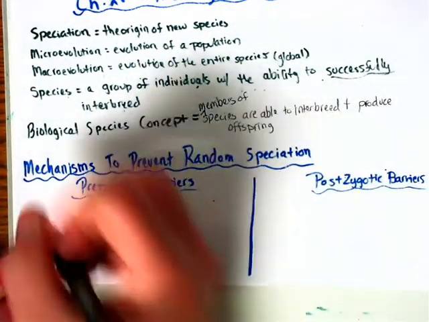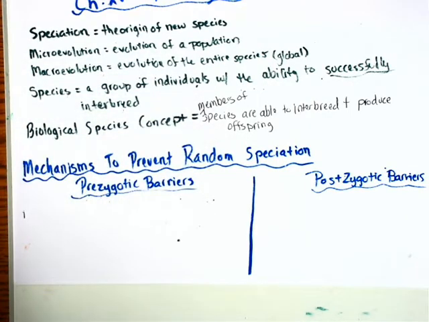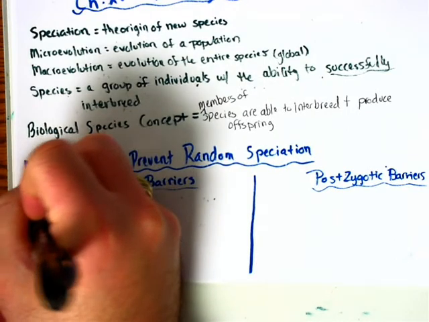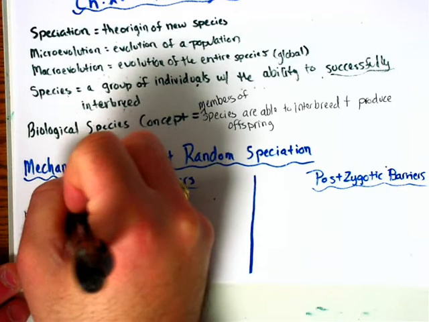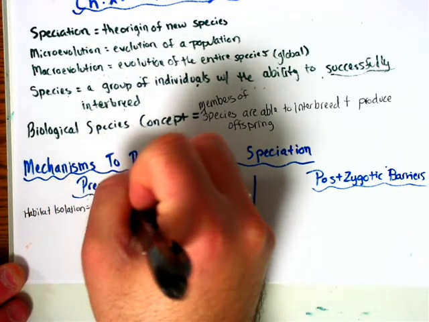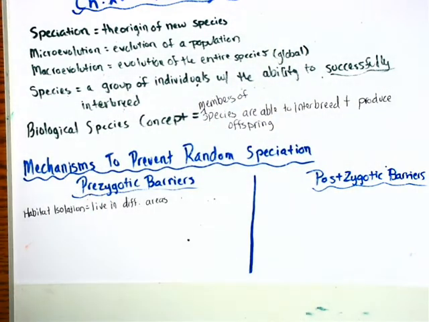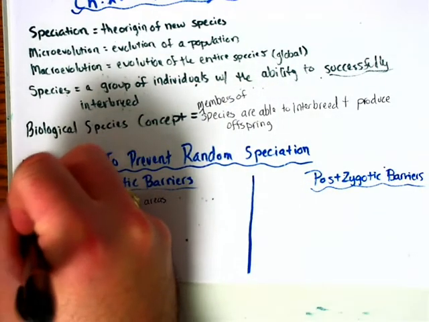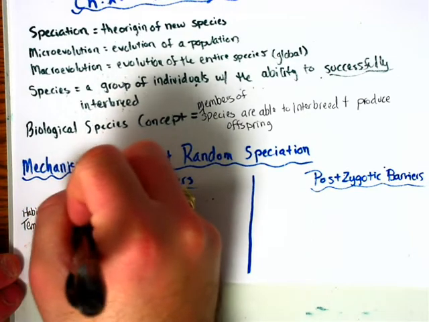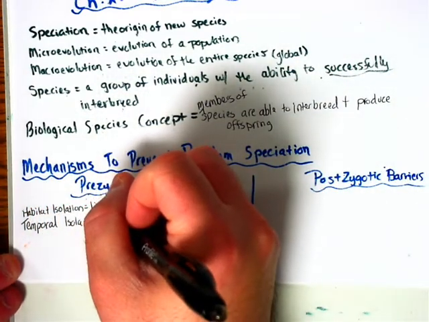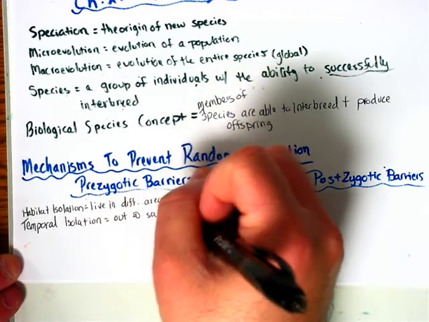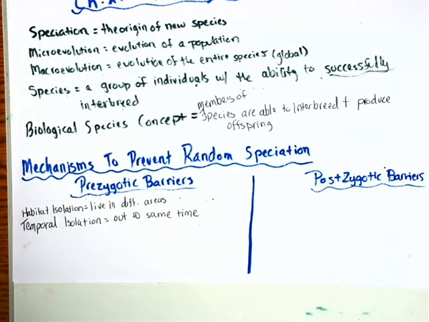Some of the pre-zygotic barriers are going to be, let's see, habitat isolation, which basically means you live in different areas. The reason the kangaroo and the American wolf don't have a hybrid is because they don't live in the same area. That's one way to stop that. Another is temporal isolation, which basically means they're not out at the same time. Like a bat and a cow is a good one. Hard to make a hybrid there because they're not out at the same time.